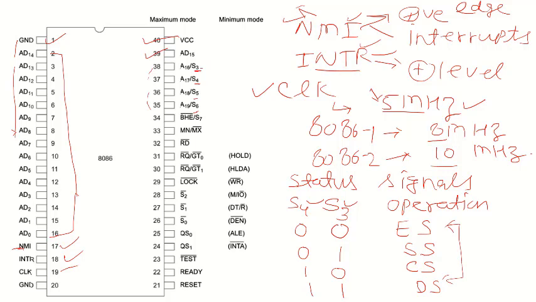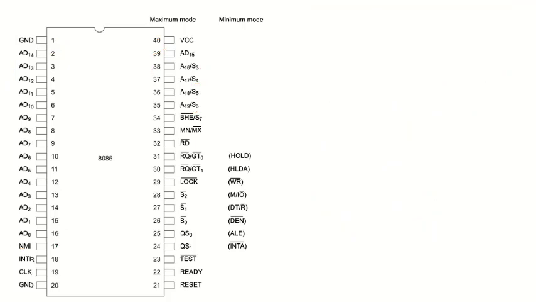Okay, and the next status signal, S5, basically indicates the status of the interrupt enable flag. Okay, we have already discussed this flag, the interrupt flag, and now S6. Normally S6 is low.